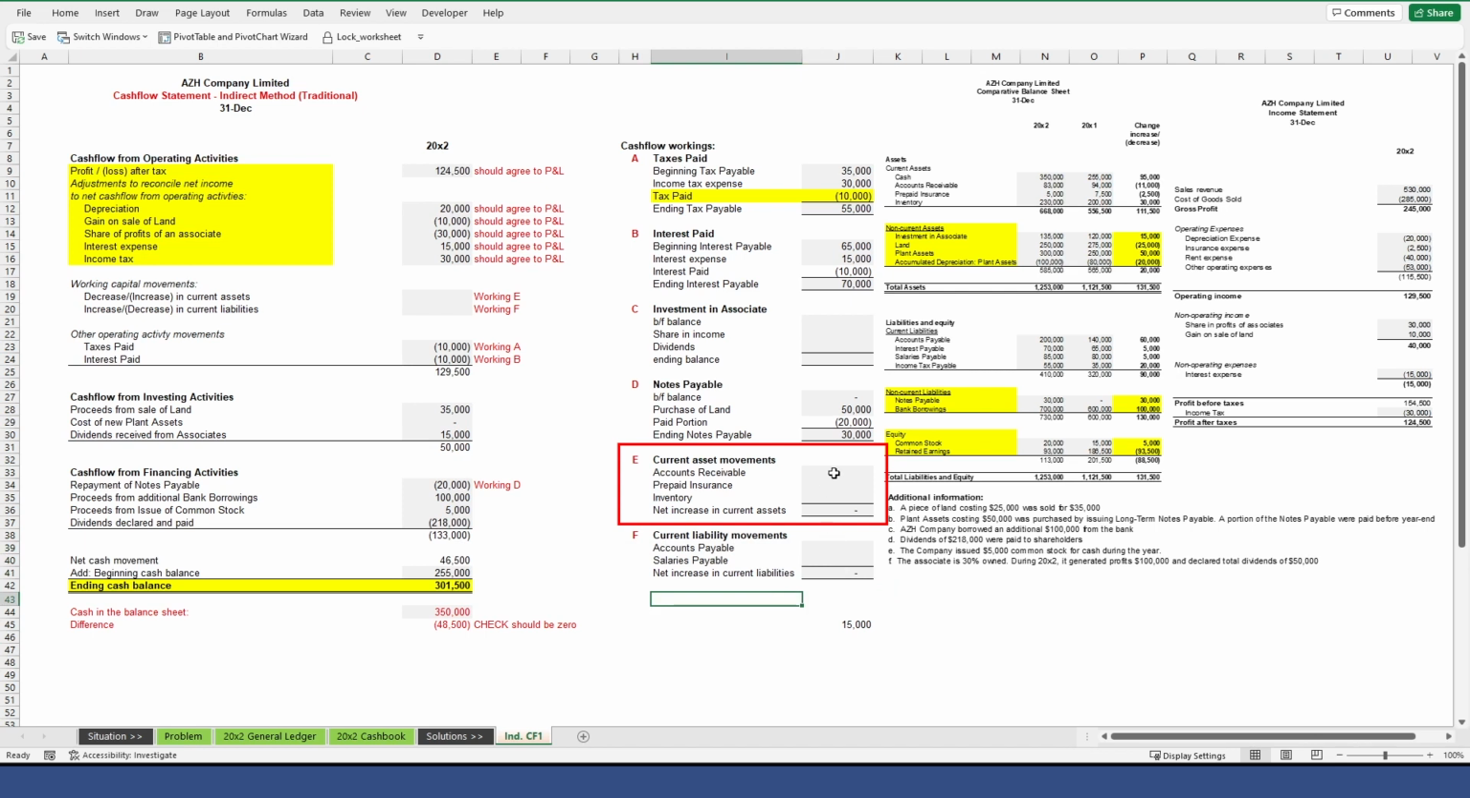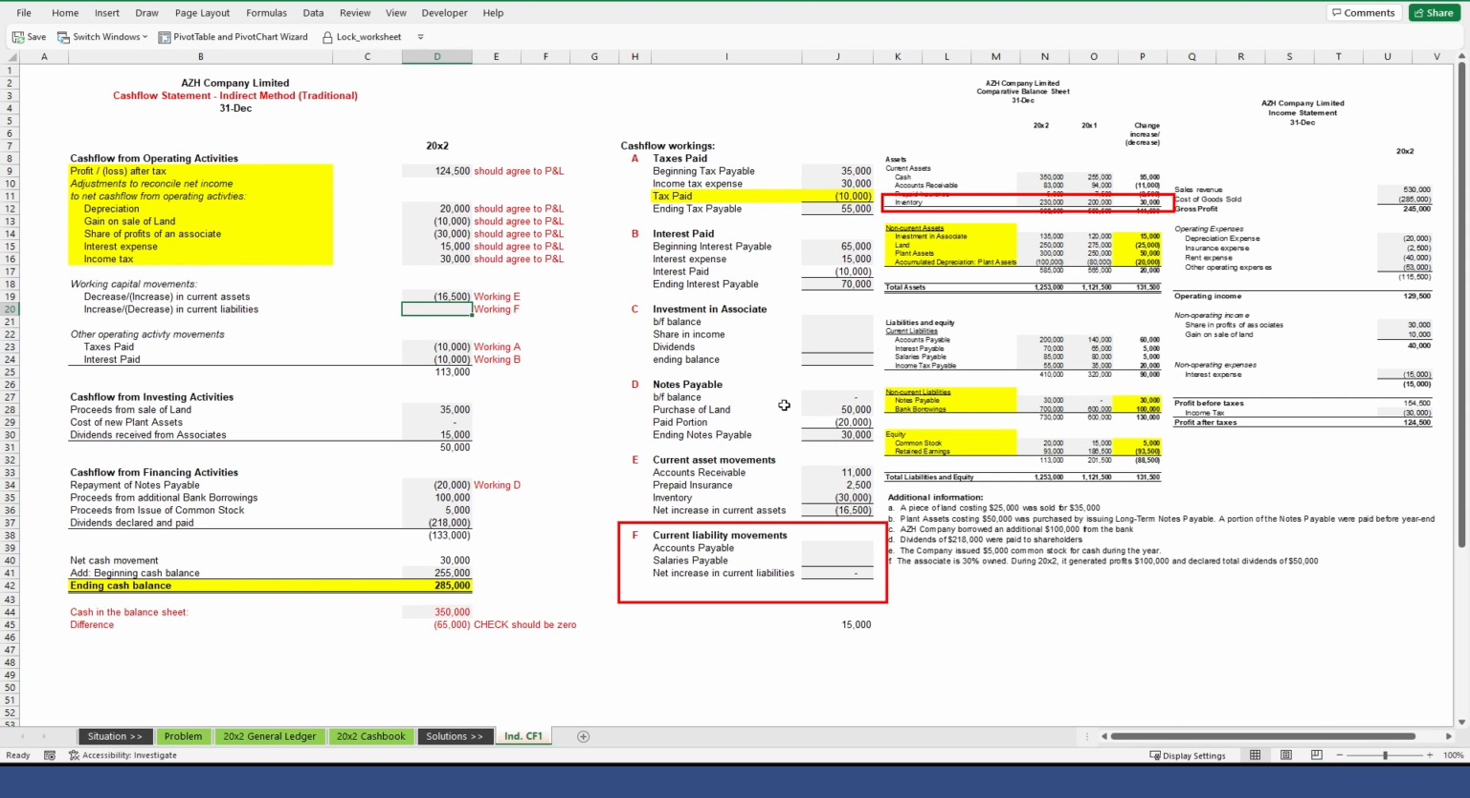For example, for Working E, accounts receivable decreased by 11,000, which means that we're going to have a positive amount here. Prepaid insurance likewise decreased by 25, so it's a positive amount, and inventories increased by 30,000, so it's going to be a negative amount. So it's going to be 16,500 net increase in current assets.